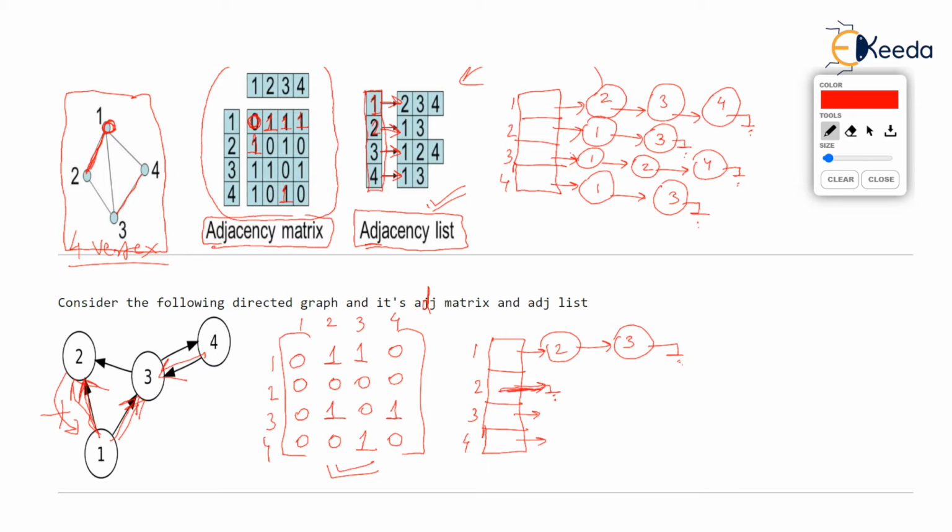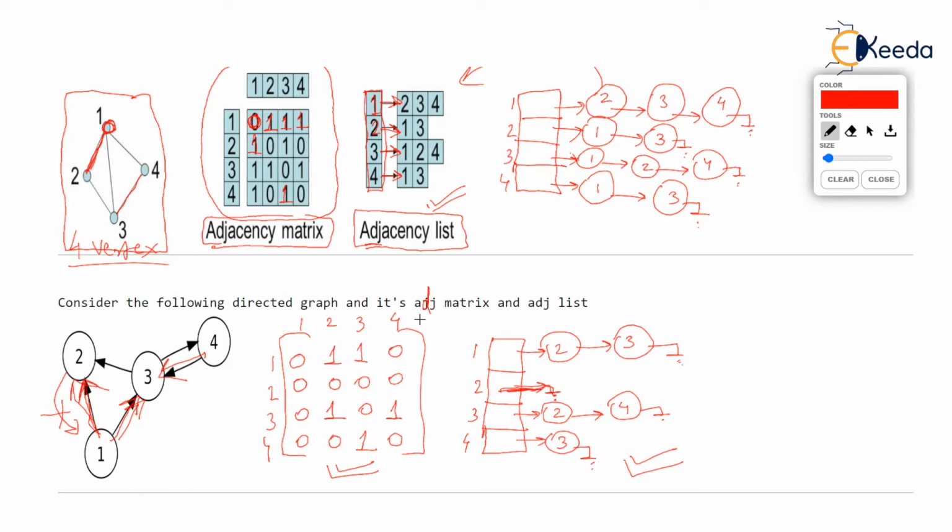What about 3? 3 is adjacent to 2 and 4. Observe, so vertices 2 and 4 will be there in this list. And finally, 4 is adjacent only to 3. This is the adjacency list representation for the given directed graph.